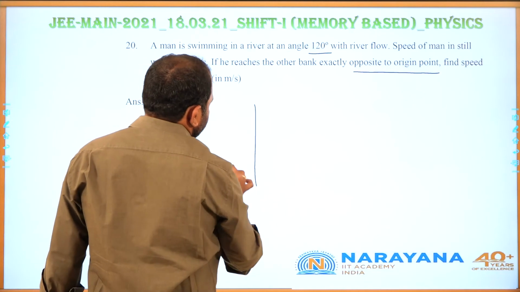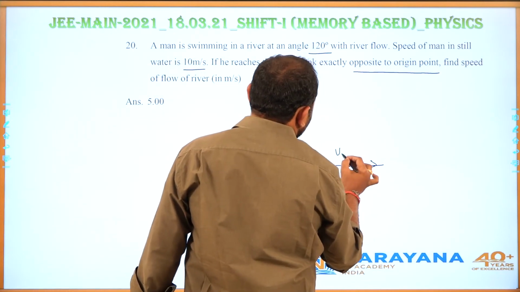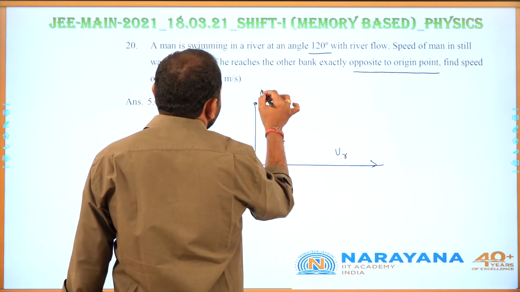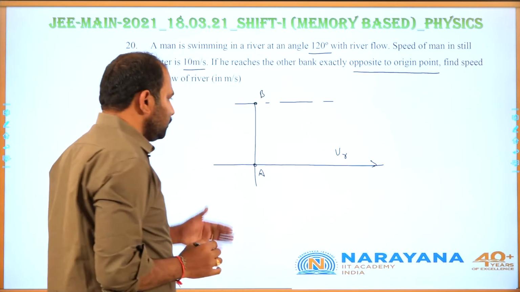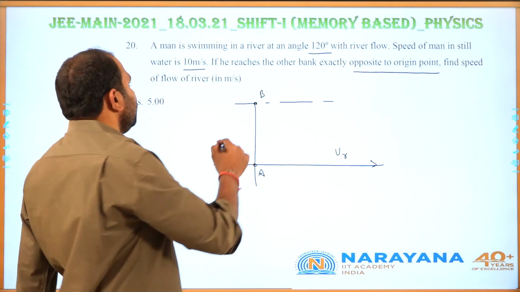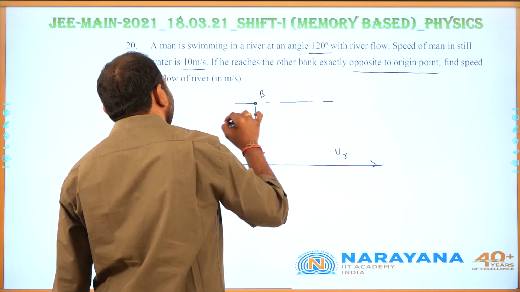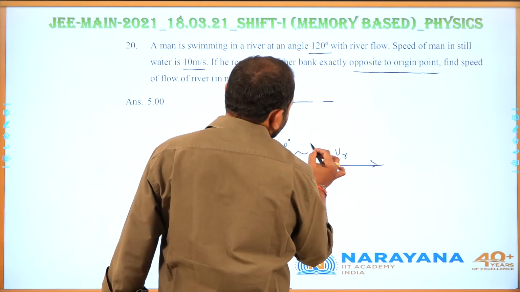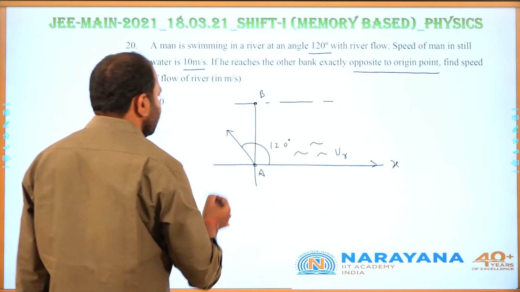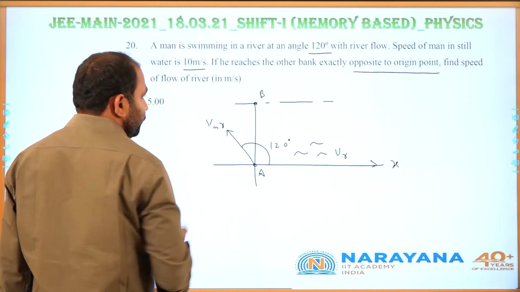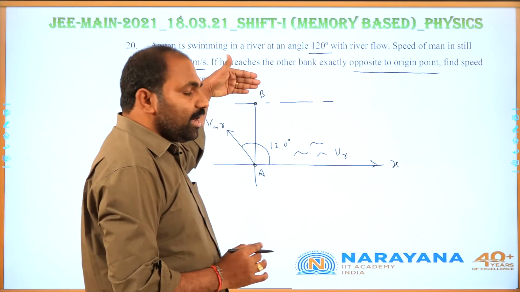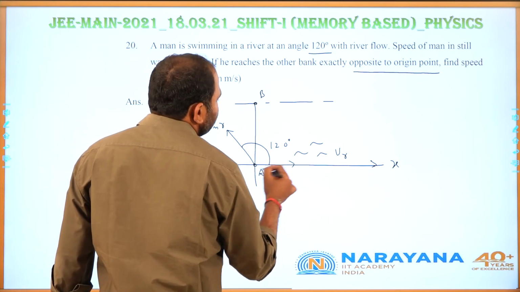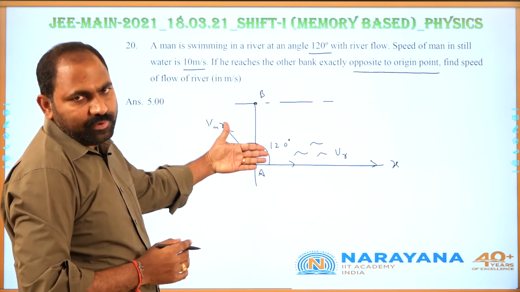He is saying that, assuming this is the direction of river flow, VR is the velocity of river. A is the starting point, B is the point which is exactly on the opposite bank, opposite to A. And his direction of swimming makes 120 degrees with river flow, assuming the river to be flowing along the x direction. This is the velocity of man with respect to river. In order to reach the point B directly opposite to the starting point A, the component of resultant velocity perpendicular to line AB should be 0.